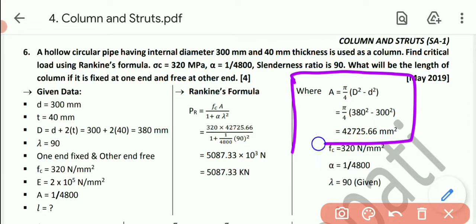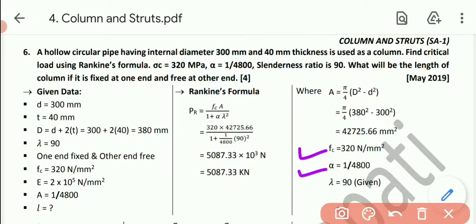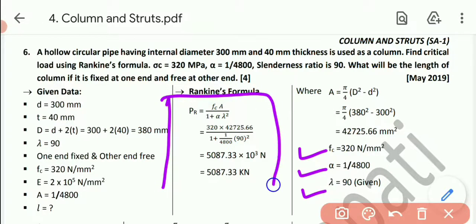Now for the hollow circular section, the formula for area is pi by 4 into capital D square minus small d square. Capital D is 380, small d is 300. So pi by 4 into 380 square minus 300 square. So ultimately I will get the answer 42725.66 mm square. Okay, then FC, alpha and lambda, these are given to us in the data. So let me solve the sum first of all using Rankine's formula, because they have told us to calculate the load using Rankine's formula.